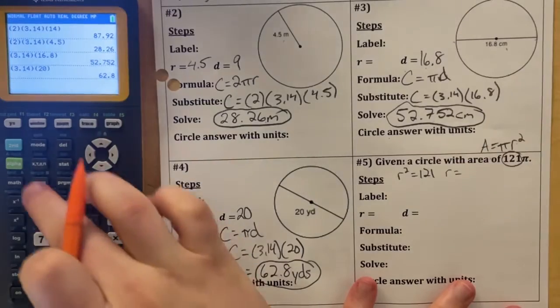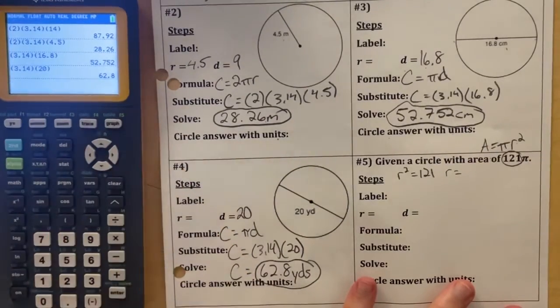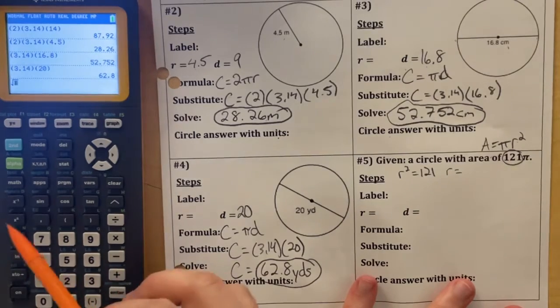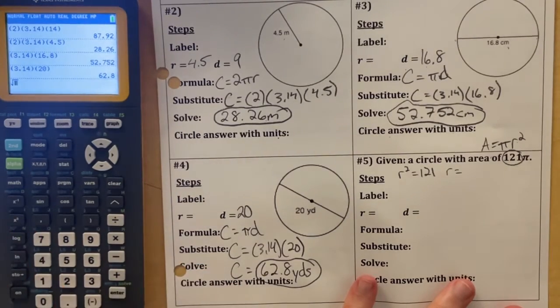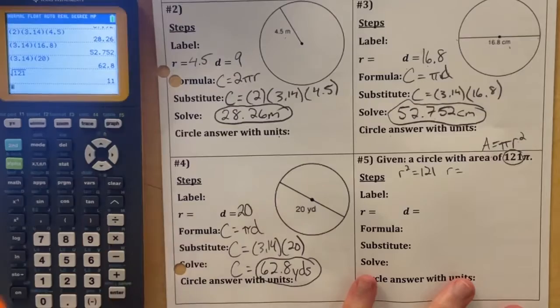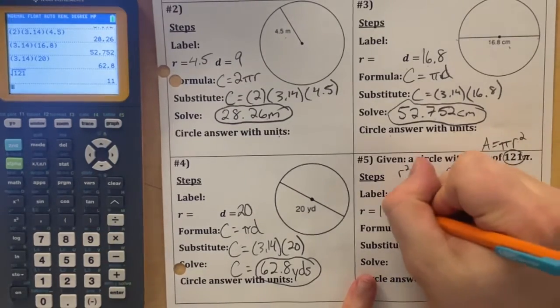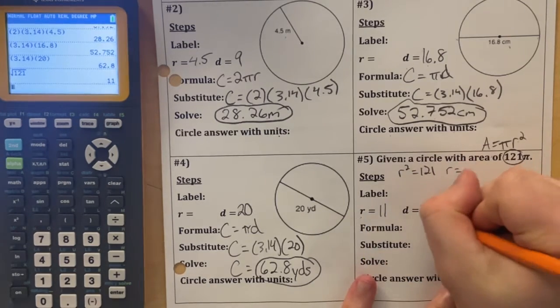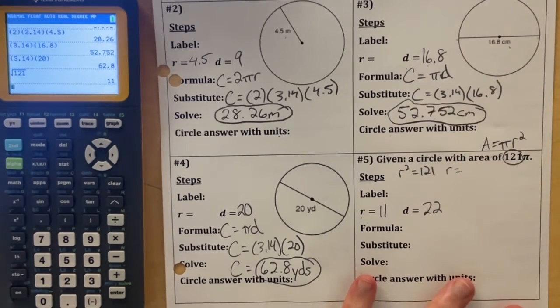Well, we can always take the square root. So I'm going to say second, hit that squared button to get the second operation, which is the square root. And the square root of 121 is 11. So we're going to say our radius is 11, which means the diameter is 22.